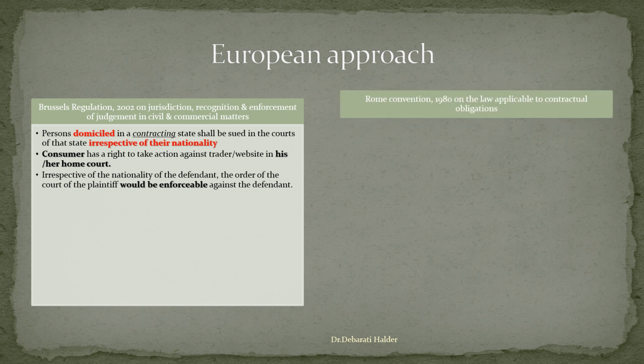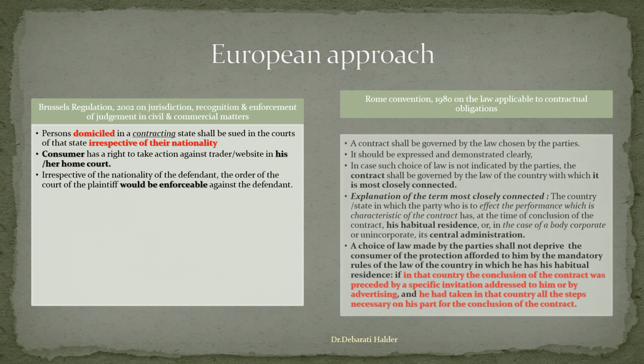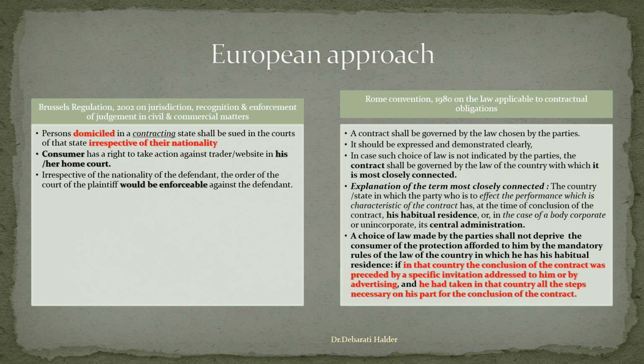The next is Rome Convention 1980 on the law applicable to contractual obligations. It says, a contract shall be governed by the law chosen by the parties. It should be expressed and demonstrated clearly. In case such choice of law is not indicated by the parties, the contract shall be governed by the law of the country with which it is most closely connected.